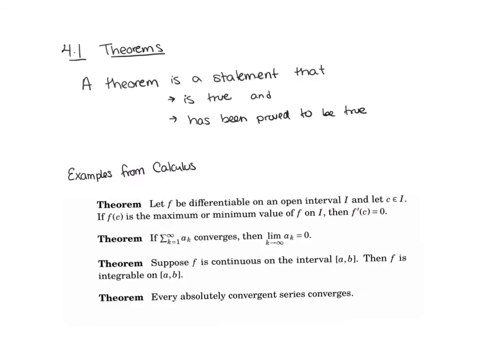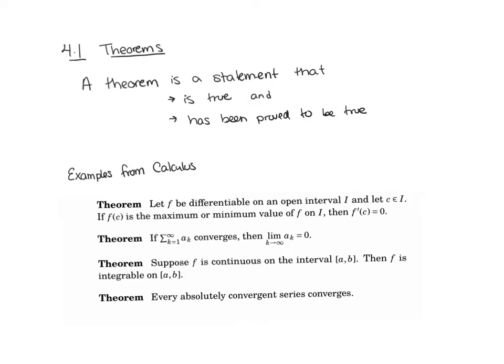So starting off with theorems, a theorem is just a statement that is true and has been proved to be true. Obviously I can't prove it to be true unless it is true, so maybe we don't need to say both of these things. But for us, theorems are going to be true statements, and we know they're true because we can prove them.